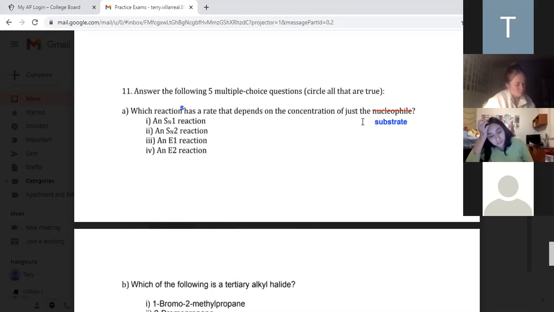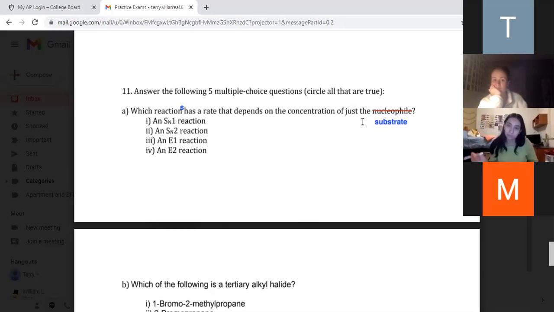So we have SN1 and SN2, and then we have E1 and E2. Any other? I agree with SN1 and SN2. Okay, so you agree with SN1 and SN2. Mags, do you care to weigh in on this? I think it's the SN1. You're good. I think it's the SN1. It's all 4 of them.